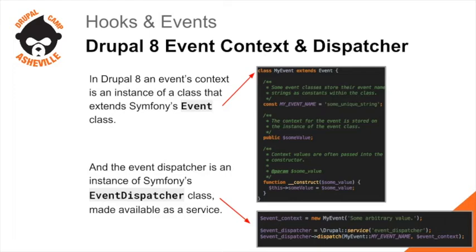So some values. Maybe it's the current user. Maybe it is the current node. Maybe it's just some random word. But the event class is as complicated as it needs to be. It basically just contains all the information that's relevant to the event that's happening right now. And then your custom module goes and gets the service called Event Dispatcher, and then you dispatch your event by its name and the class that you've just instantiated.